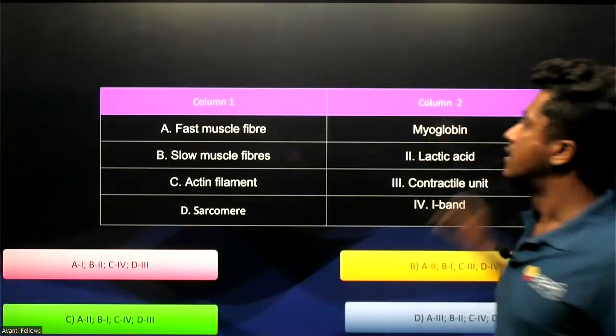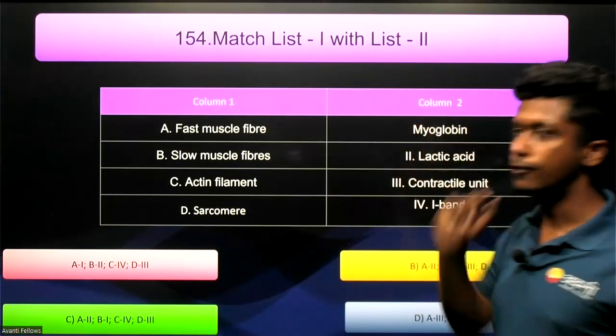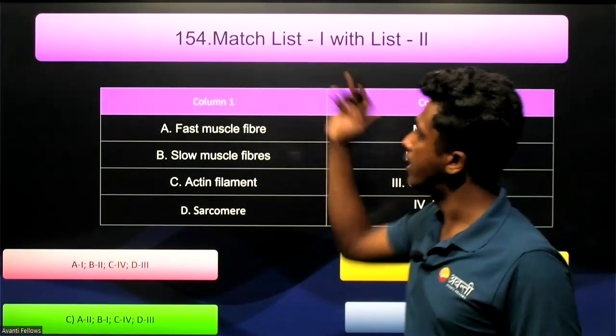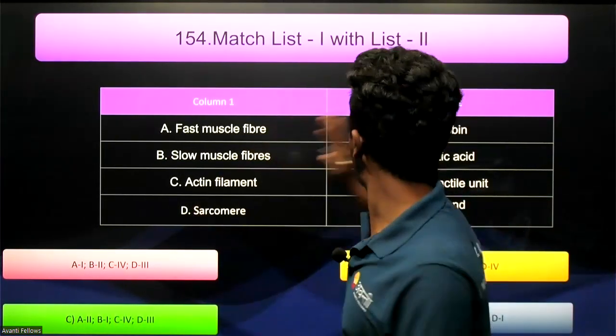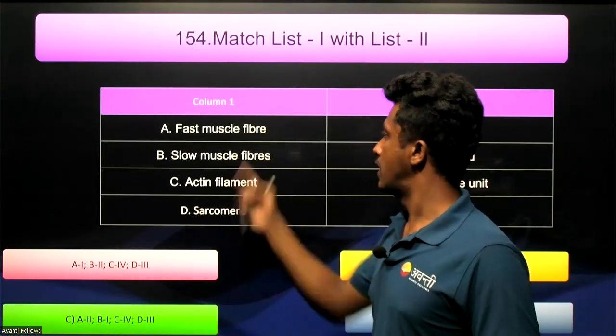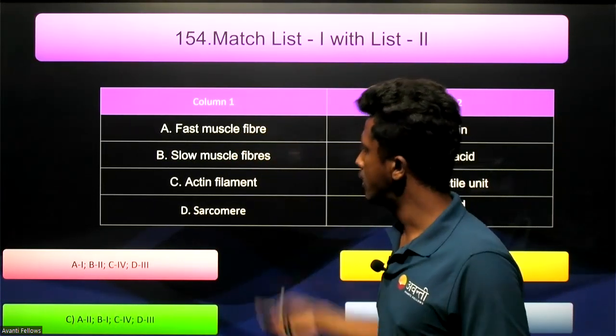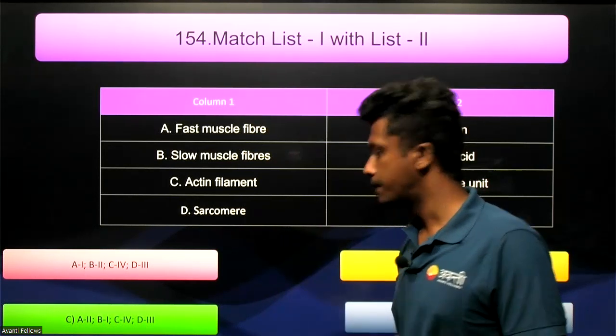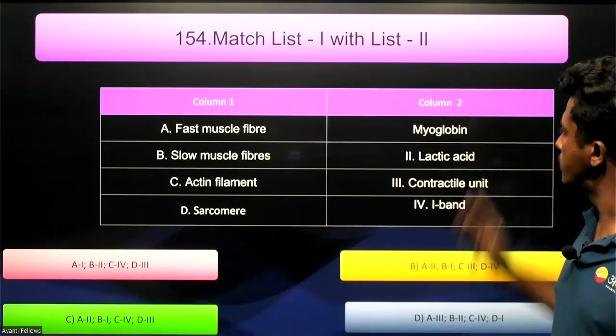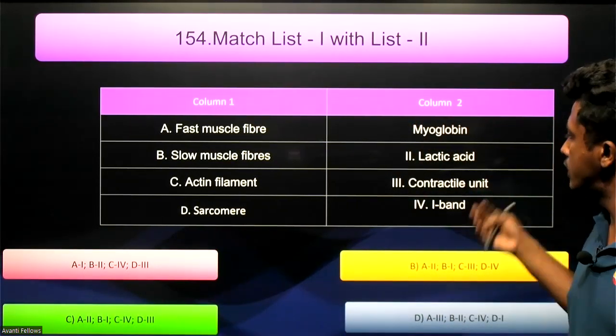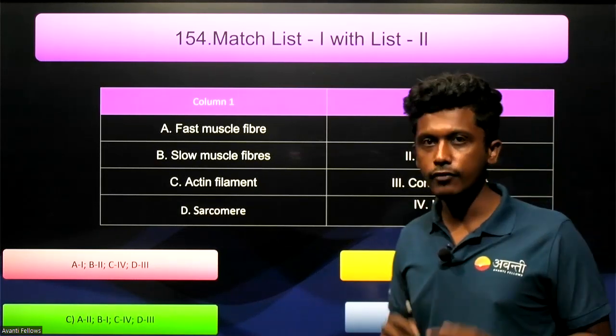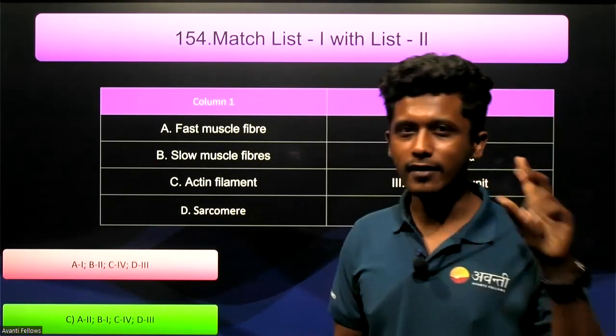Again, we have one more match the following, very interesting one. Question number 154. We have column 1 and column 2. Column 1 says fast muscle fiber, slow muscle fiber, actin filaments, and sarcomere. And then column 2 says myoglobin, lactic acid, contractile unit, and then I-band. If you look at this question, it's quite sensible.